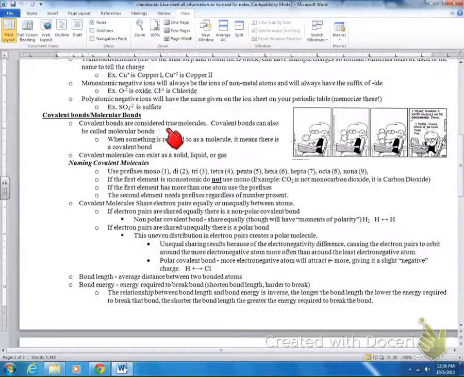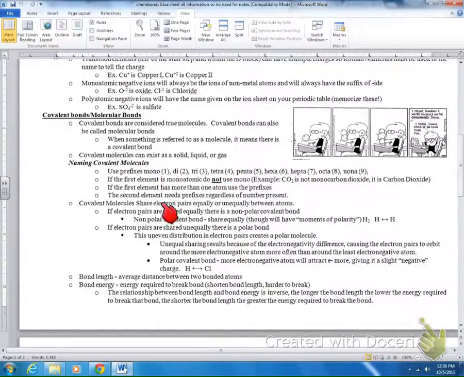We know that they are considered true molecules. Covalent bonds can also be called molecular bonds. When something is referred to as a molecule, it means that there is a covalent bond. So please make sure that you understand that this is an interchangeable word. Covalent molecules can also exist as a solid, liquid, or a gas. So they can exist as all three states of matter.